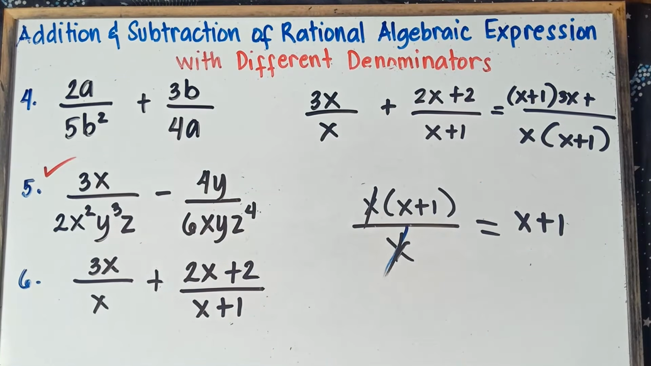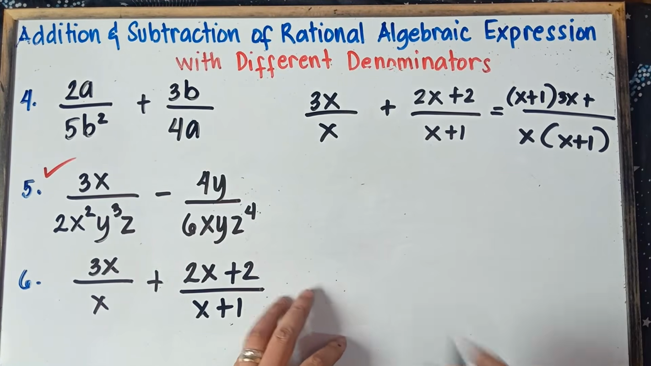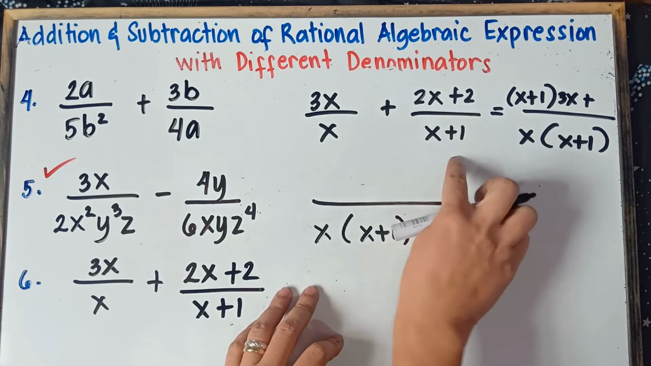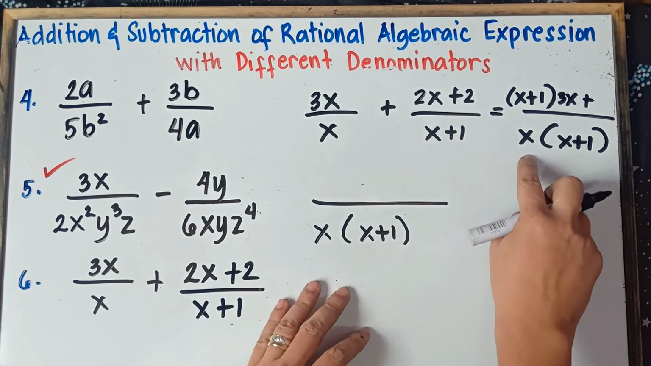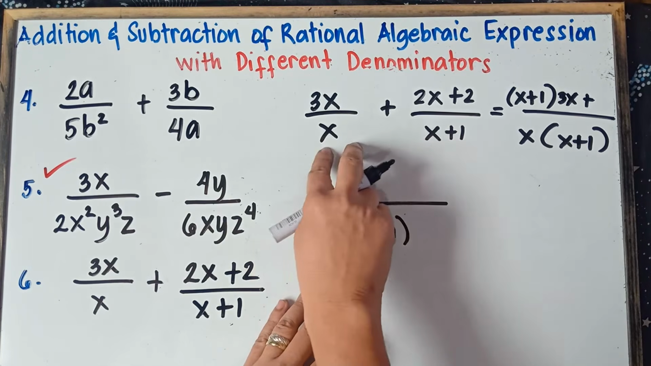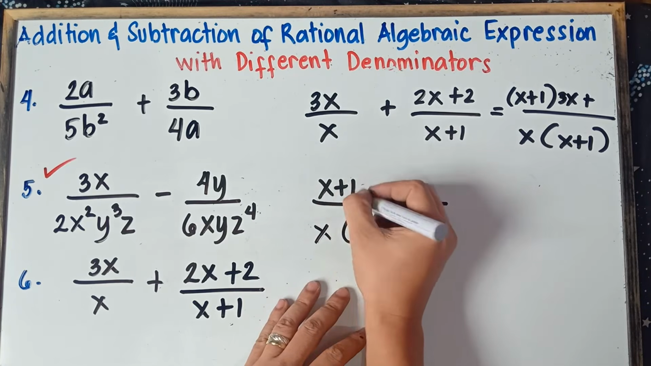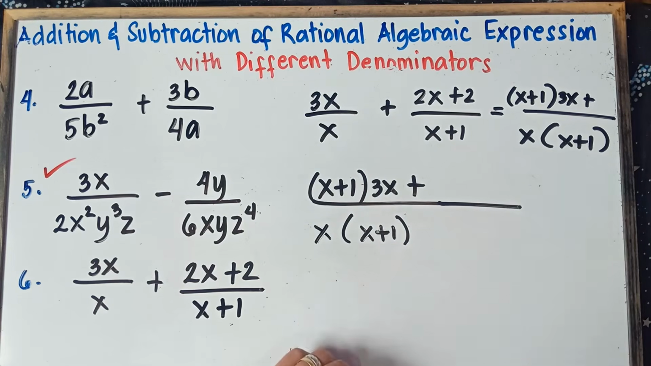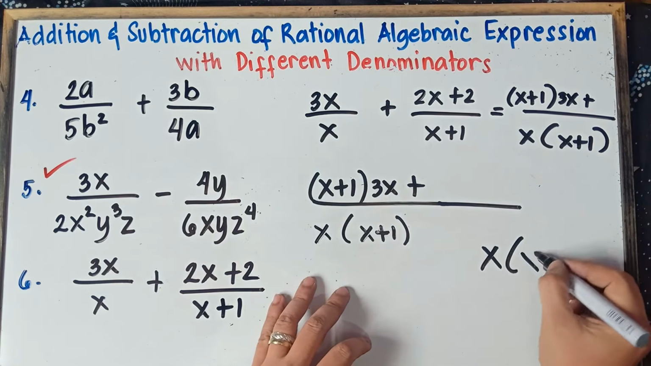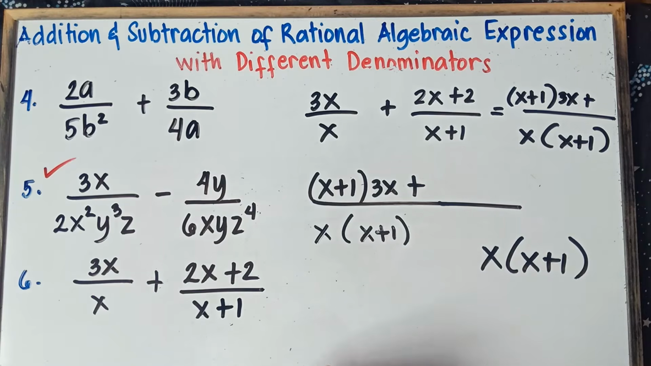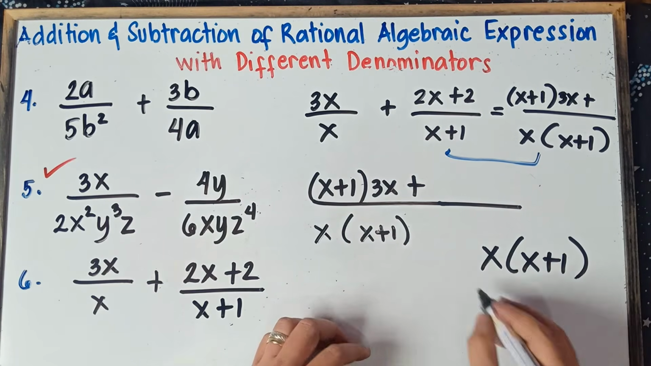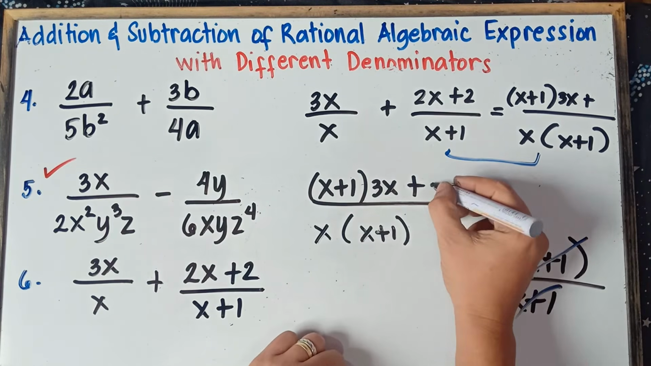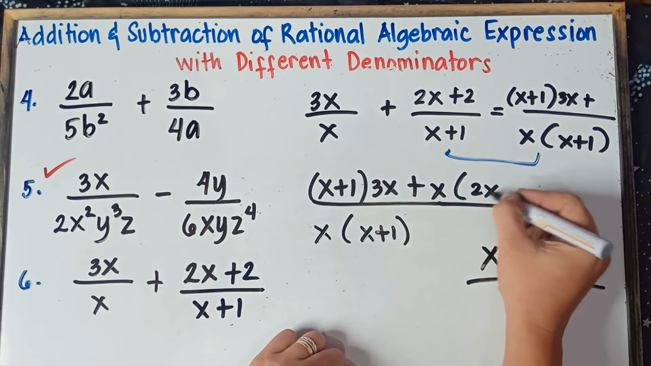So we don't have enough space, class. So let me just write it here. So once again, our LCD will be x and then x plus 1. Simply copy the two expressions. And then x plus 1 divided by x, the answer is x plus 1. So x plus 1 multiplied by 3x. Copy plus sign. Alright, and then x plus 1 divide. So this one, class, divide x plus 1. So cancel x plus 1. And the remaining, there would be x multiplied by 2x plus 2.